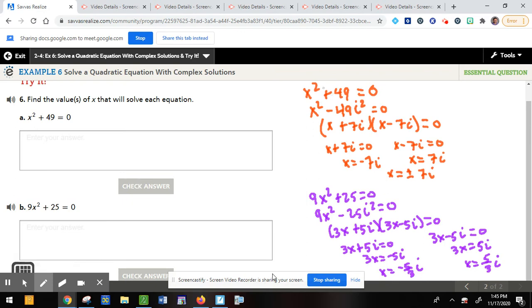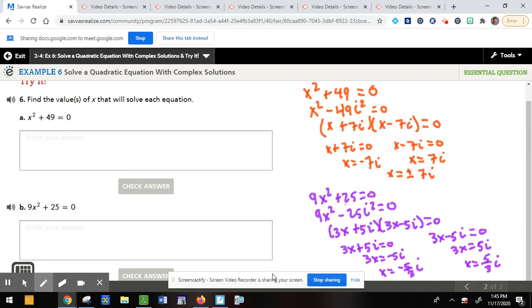So for the first one, x squared plus 49, we changed 49 into minus 49i squared. When you did difference of squares, you have x plus 7i times x minus 7i, set them each equal to 0 separately. And you end up with x is equal to plus or minus 7i.